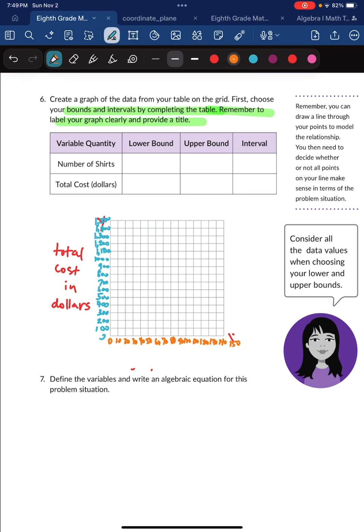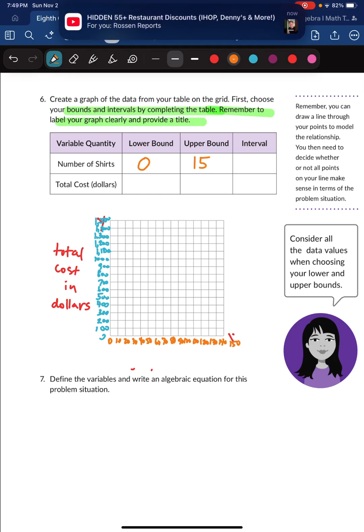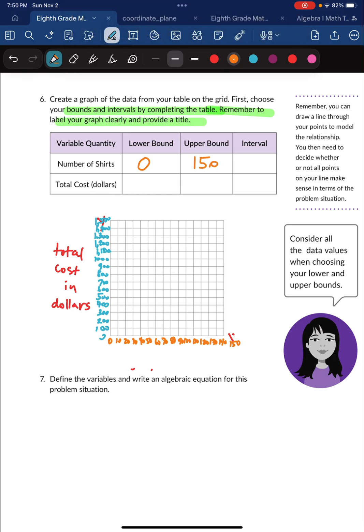So I'm going to say my lower bound for my number of shirts is 0, and my upper bound is 150. My lower bound for my total cost is 0, and my upper bound for my total cost is 1,500. These are going at an interval of 10, and these are going at an interval of 100. So now let's graph.